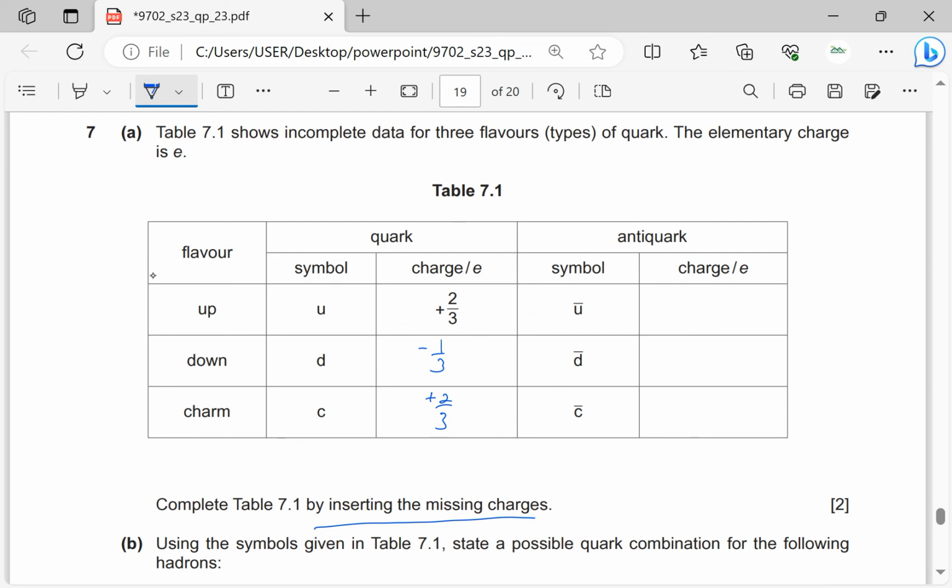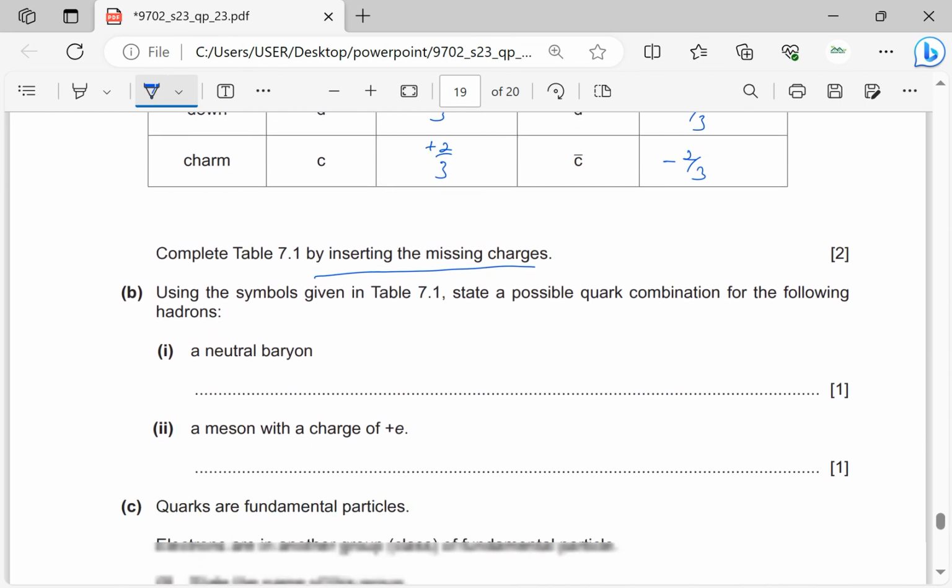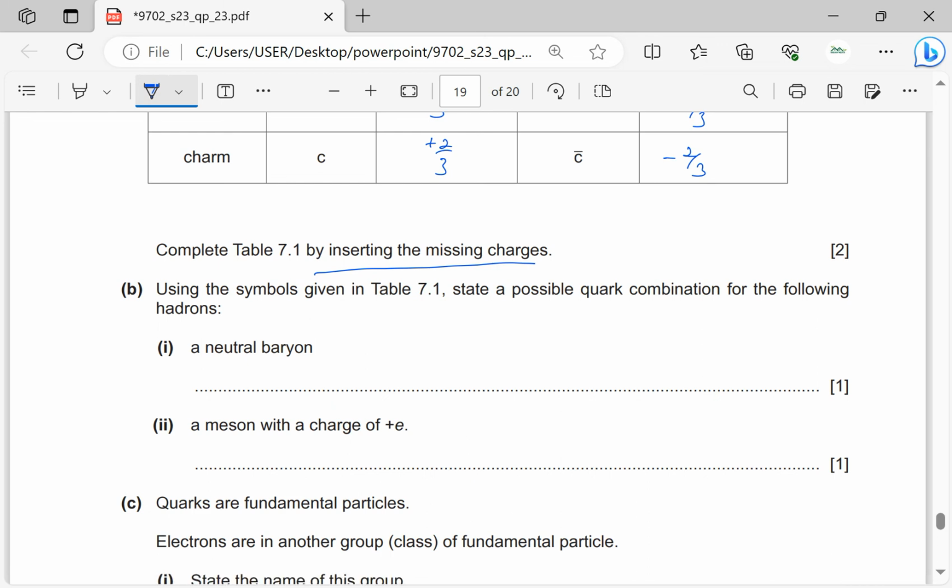Then the antiquarks have just opposite charges. So this is minus 2 over 3e, plus 1 over 3e, minus 2 over 3e. Use the symbols given in the table. Using symbols given in the table, state a possible quark combination for the following hadrons.